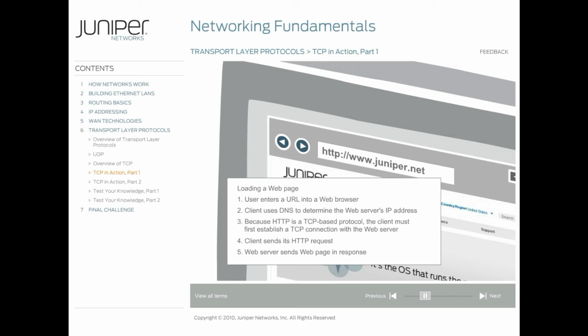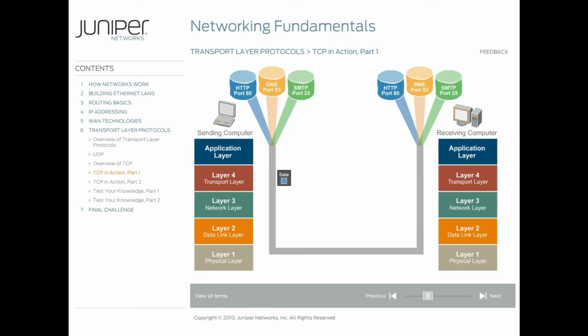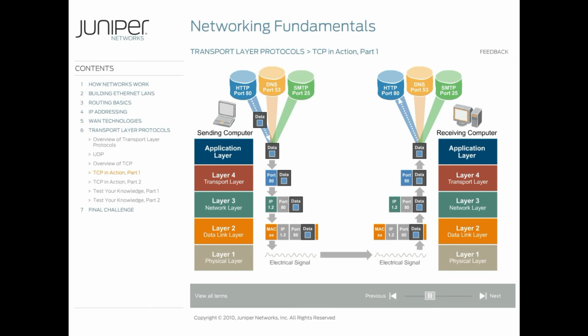Now let's take a look at what specifically happens in the process of loading a web page. After the user types in the URL, and the client uses DNS to determine the web server's IP address, the client must establish a TCP connection with the web server. The client starts the process of connecting to the web server by sending the segment down its network stack, as we've already seen, and the receiving device sends it back up the stack, where the transport layer strips off the layer 3 header to get to the segment. For our purposes, though, we're going to focus on what happens at the transport layer.